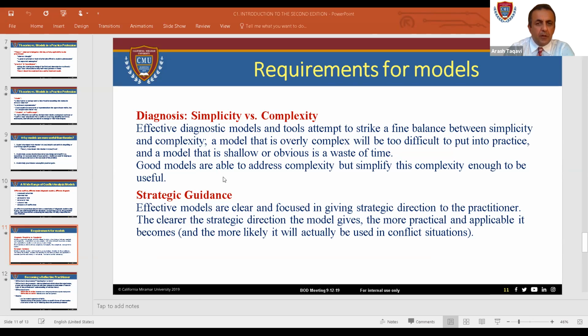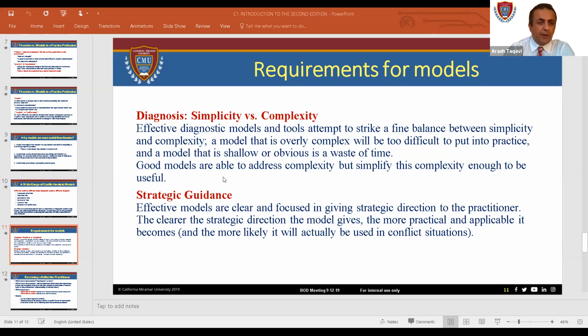So what are the requirements for a good, effective model? 2 items. 1, simplicity versus complexity, and 2, a strategic guide. What does it mean, simplicity versus complexity? It means that effective diagnostic models and tools attempt to strike a fine balance between simplicity and complexity. A model that is overly complex will be too difficult to put into practice. We cannot use it. And a model that is shallow or obvious is a waste of time.